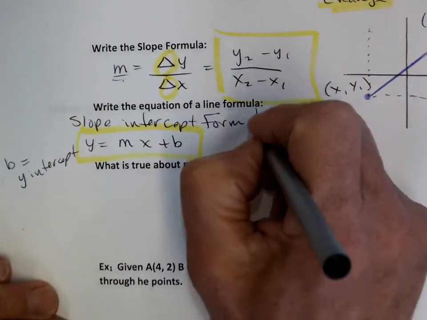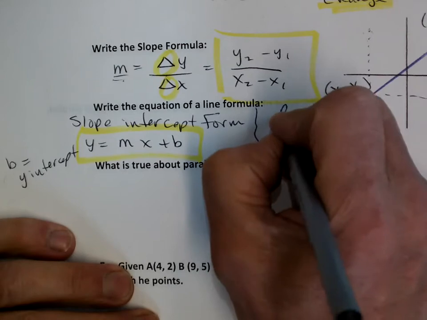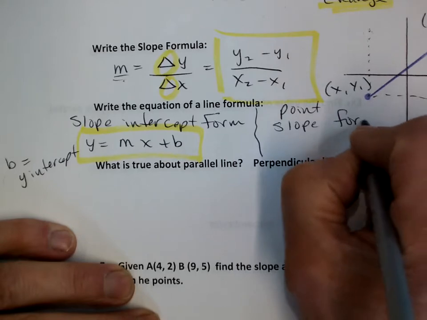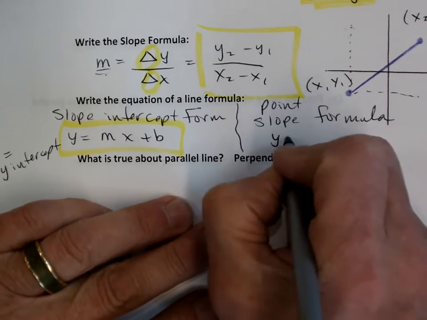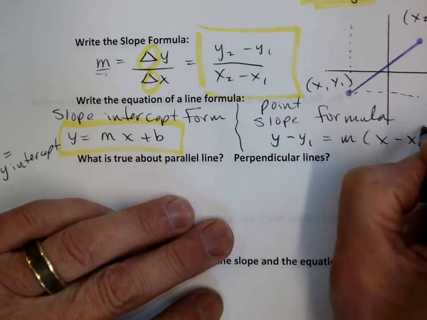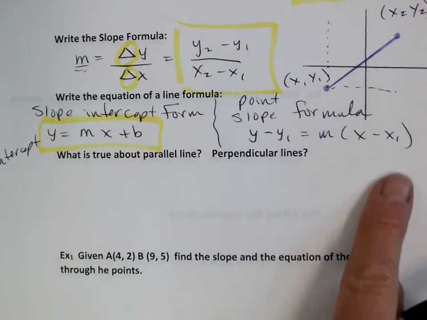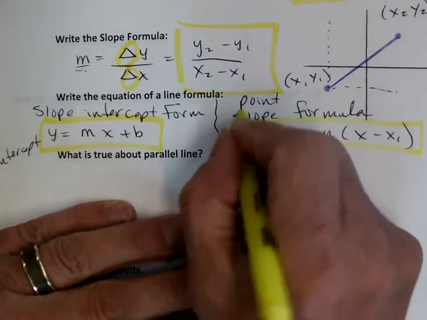But there's also one of my favorites, and that's the point-slope formula, okay? And that is y minus y1 equals m times x minus x1. Okay? And we will practice this in example 1, okay? Now, we've got two ways to find the equation of a line, right?